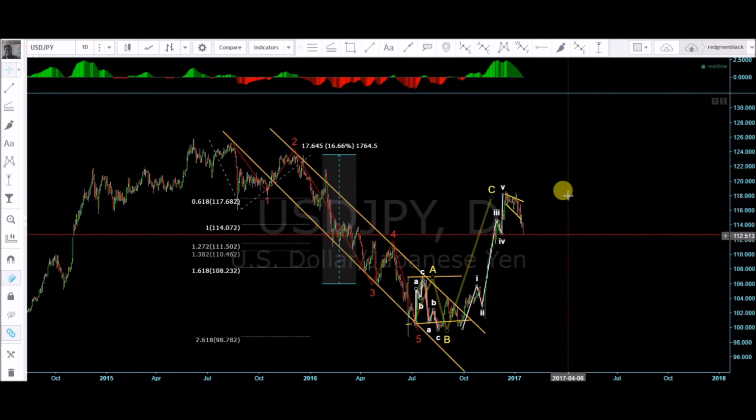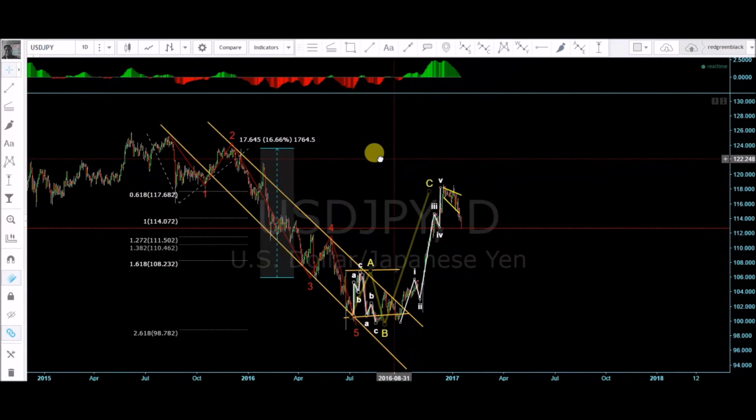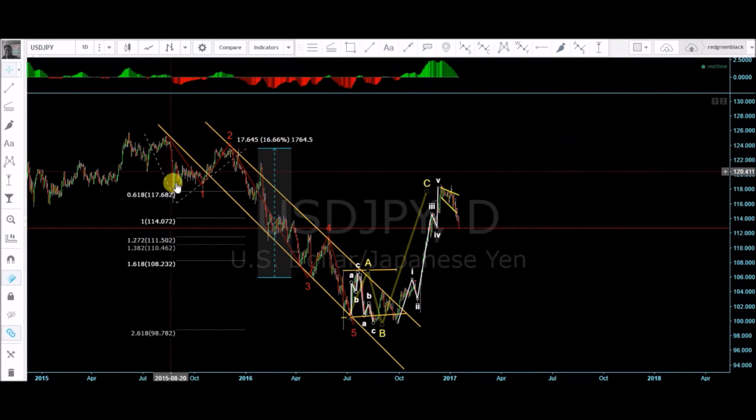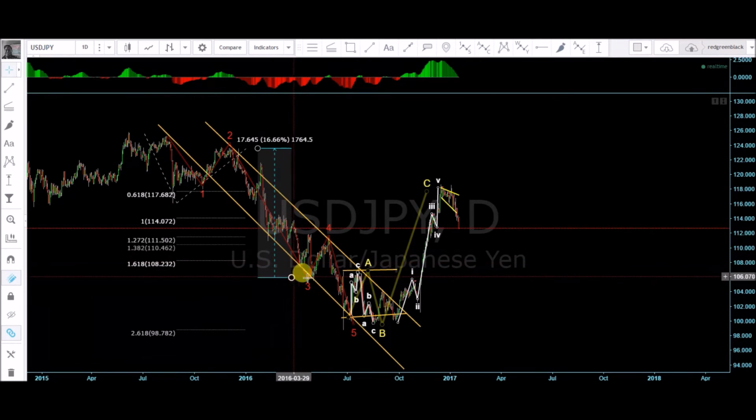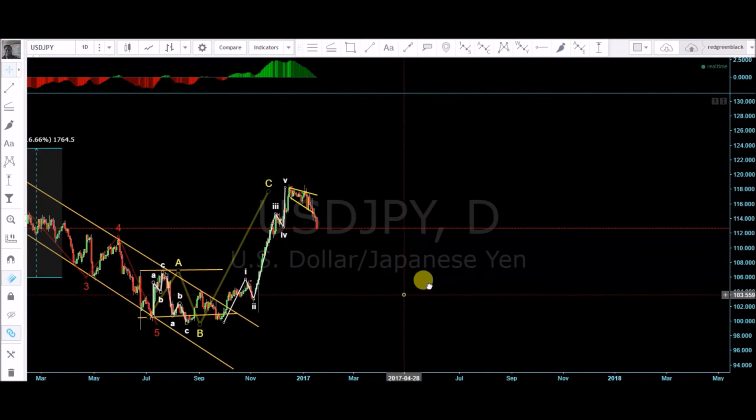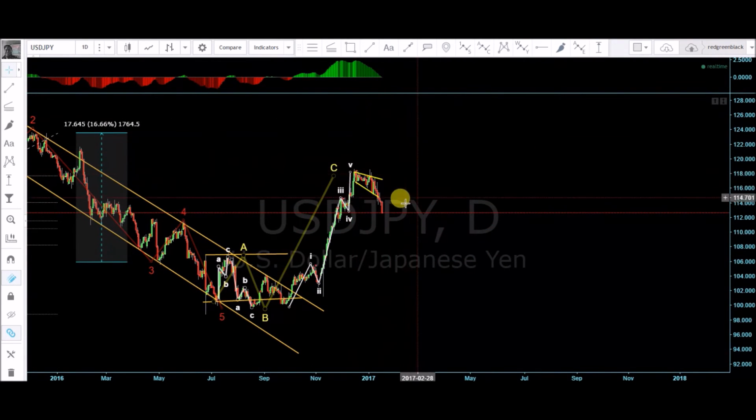Everyone knows I've been short on UJ for a while. So you have your Fibonacci of 1 here, wave 1. You have your 2.618 of wave 5. Wave 3 is the strongest impulse here. And now we have a possible expanded flat correction I'm looking at. And it played out pretty good so far. Let's see what happens now.